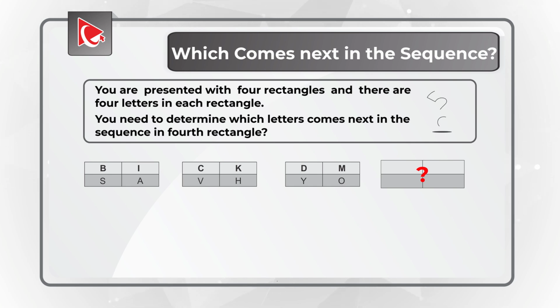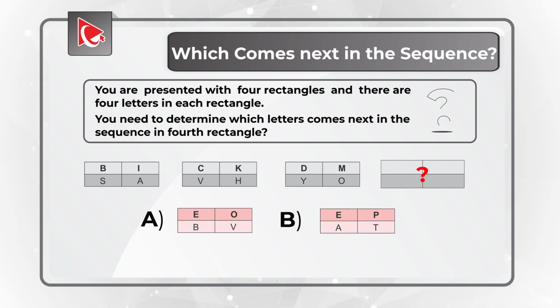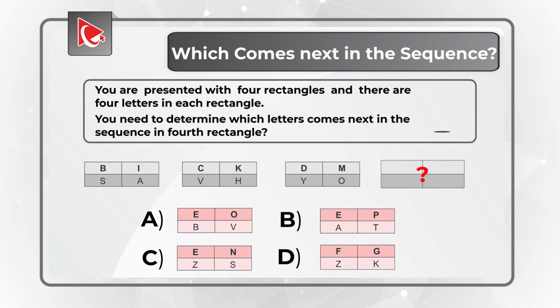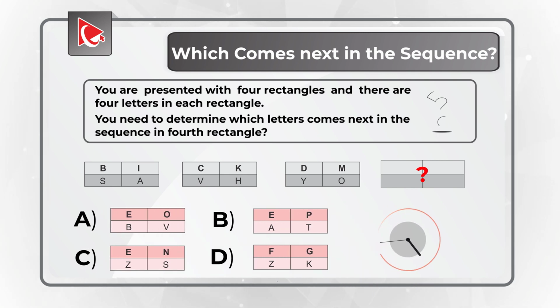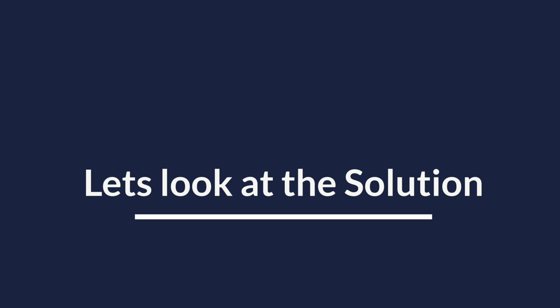You need to determine the item that comes next in the sequence, and you're presented with 4 different choices. Choices A, B, C, and D. Take a close look to see if you can determine the answer. As I mentioned, this is one of my most favorite questions. Let's move forward so I can share the solution with you.